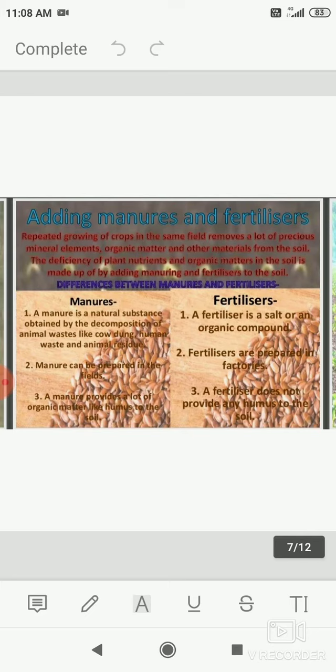The difference between manure and fertilizers: a manure is a natural substance that is obtained by decomposition of animal waste like cow dung, human waste and animal residue. It can be prepared in the fields. A manure provides a lot of organic matter like humus to the soil. And a fertilizer is a salt or an organic compound. Fertilizers are prepared in factories. A fertilizer does not provide any humus to the soil.